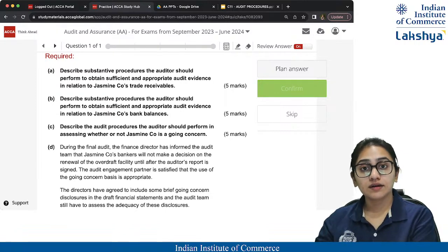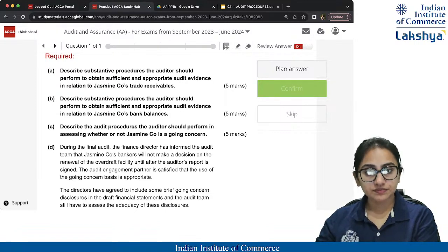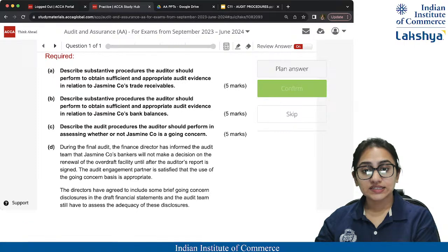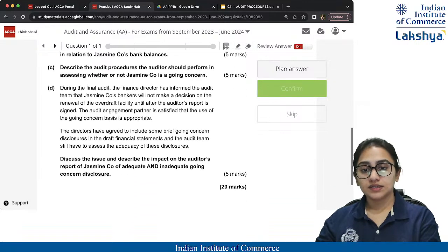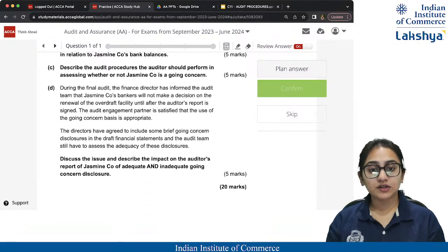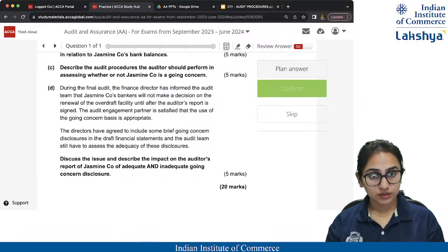Company's bank balance. Next, describe the audit procedures the auditor should perform in assessing whether or not Jasmine is a going concern. And D, discuss the issues and describe the impact on the auditor's report of Jasmine Company of adequate and inadequate going concern disclosure. So now can we read the question?